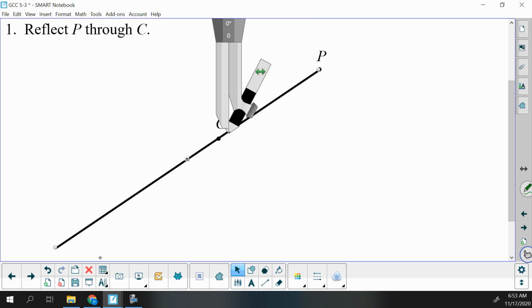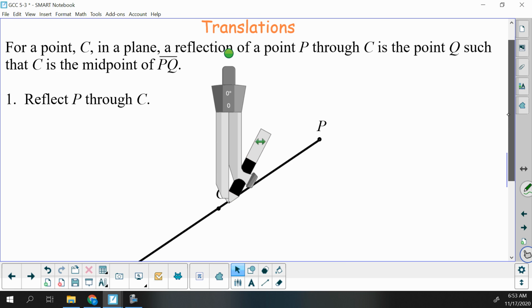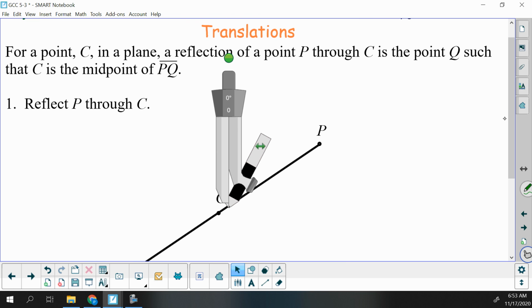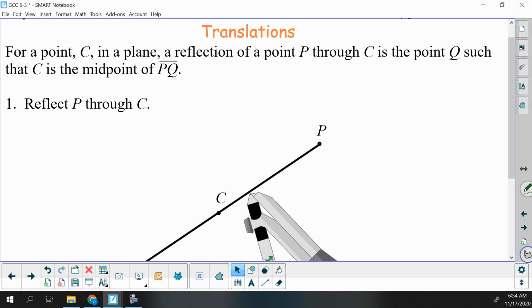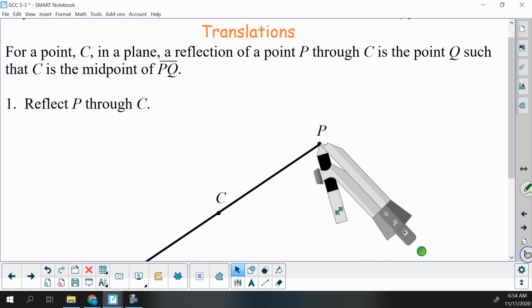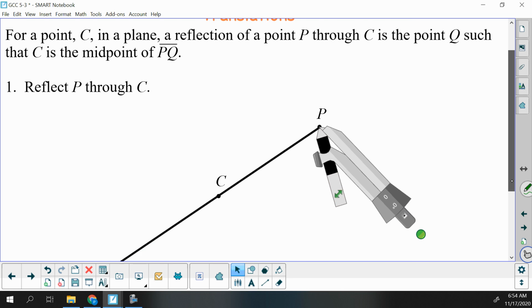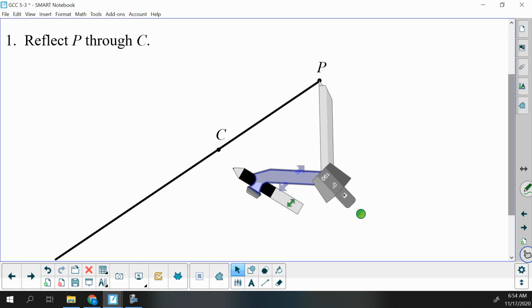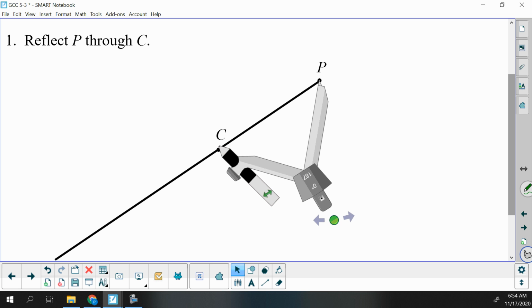Once we have that, we are going to take our compass and set it to the length from P to C. So put your point on P and your pencil on C.